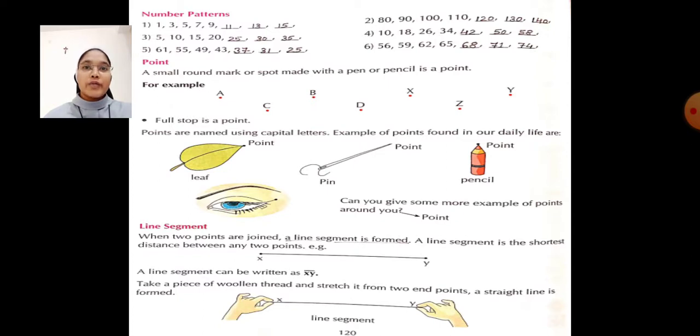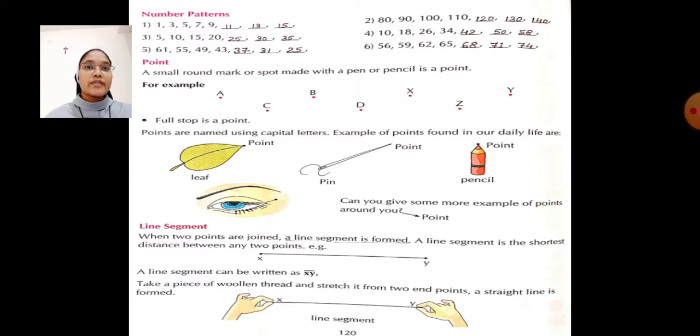Next, line segment. When two points are joined, a line segment is formed. Dear students, remember, when two points are joined, a line segment is formed. A line segment is the shortest distance between any two points.